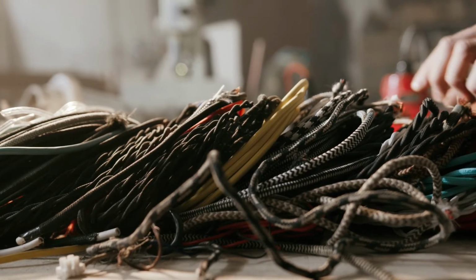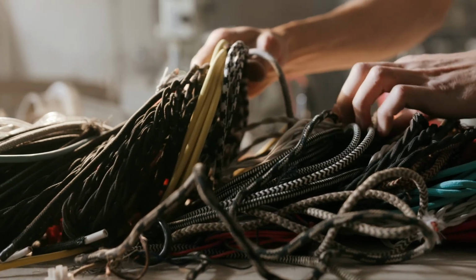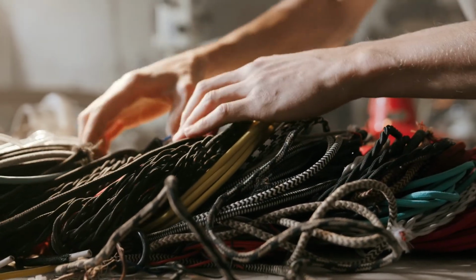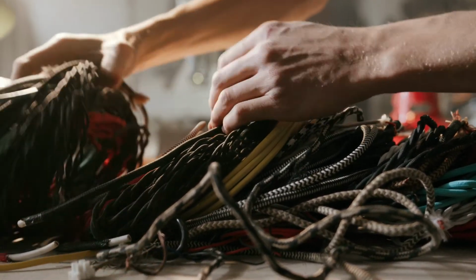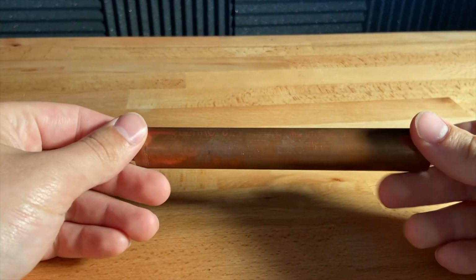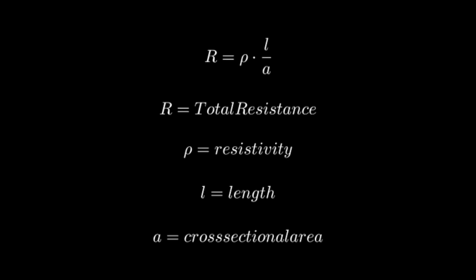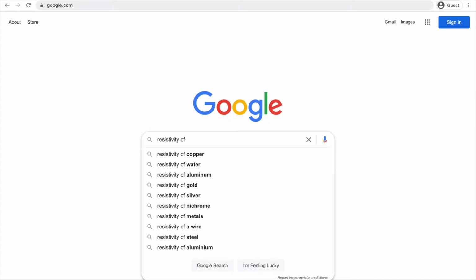Looking back at our electrical wire, we now know why they're safe for us to touch. The insides are conductors, while the outsides are insulators. Taking a piece of material, like this copper pipe, we can see just how resistance works. First, let's do some calculations. We need to know the resistivity of copper, the length of our pipe, and the cross-sectional area of it.